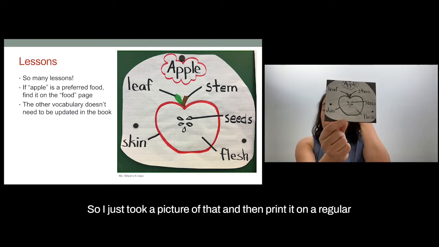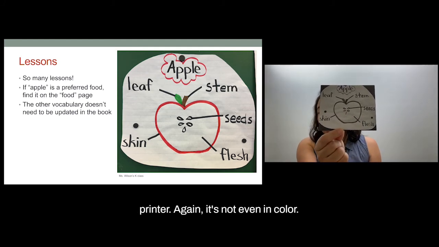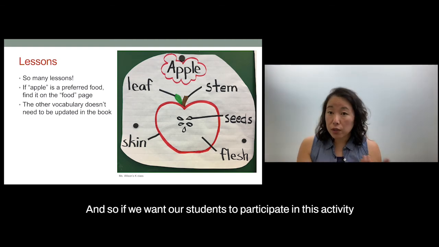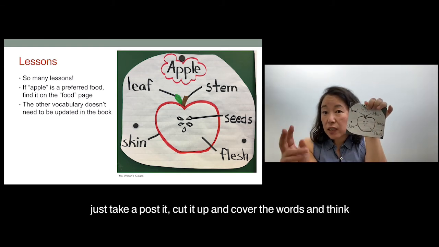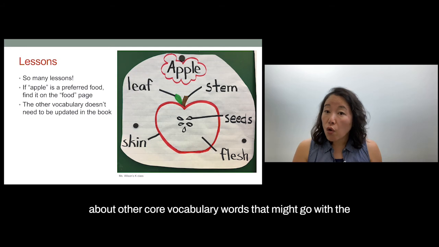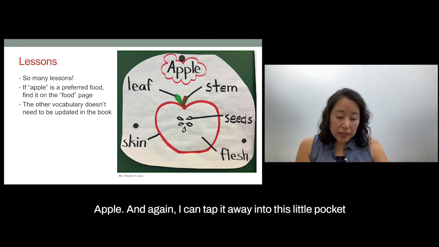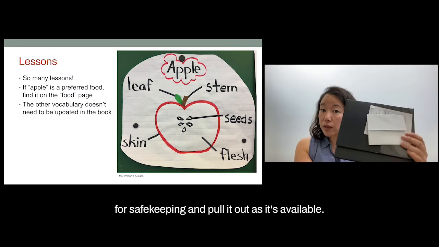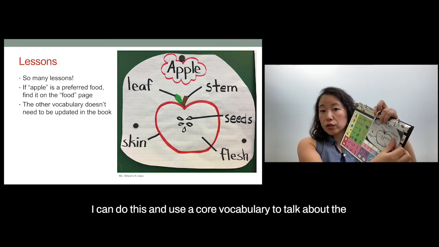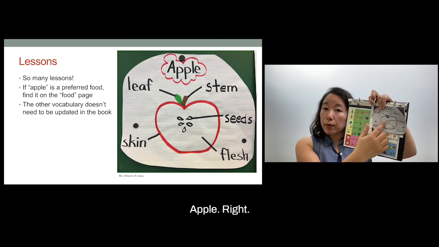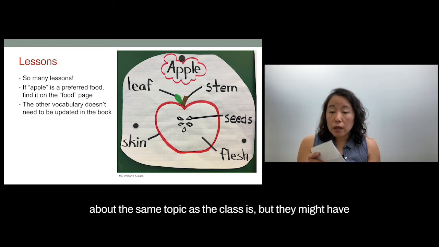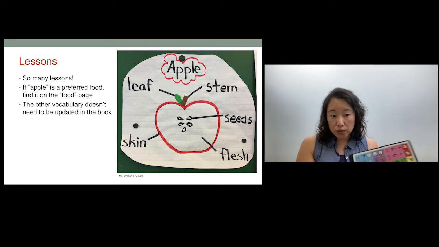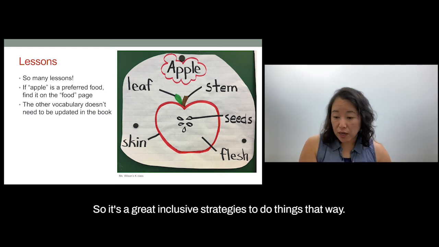So I just took a picture of that and then printed it on a regular printer. Again, it's not even in color. If we want our student to participate in this activity with the class, I can either leave the words as is, or I can take a Post-it, cut it up and cover up the words and think about other core vocabulary words that might go with the apple. And again, I can tuck it away into this little pocket for safekeeping and pull it out as it's available. I can do this and use the core vocabulary to talk about the apple, right? And this is still inclusion because the student is talking about the same topic as the class is, but they might have different educational goals. So it's a great inclusive strategy to do things that way.